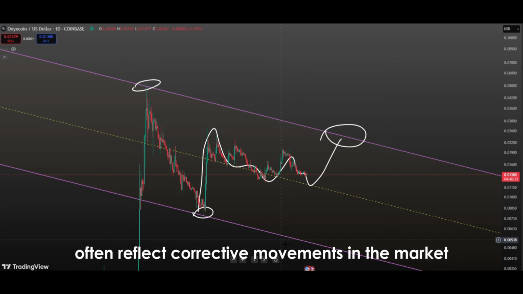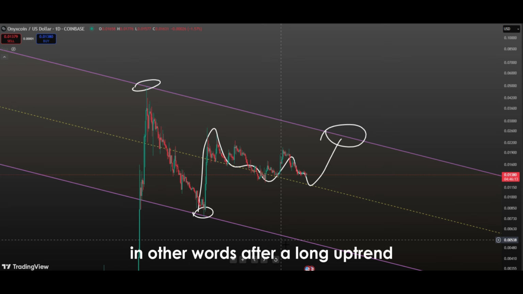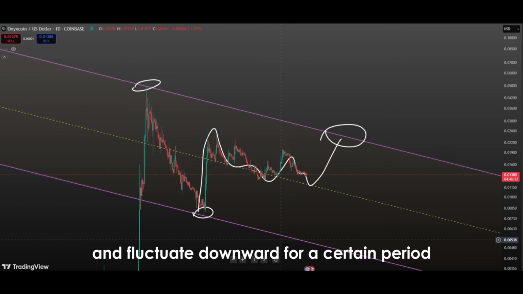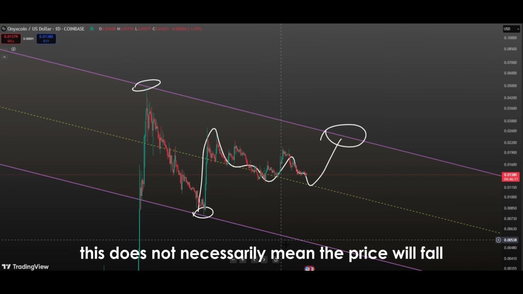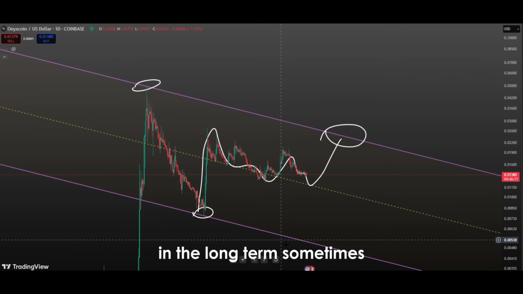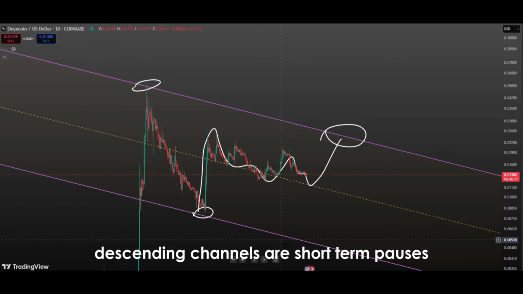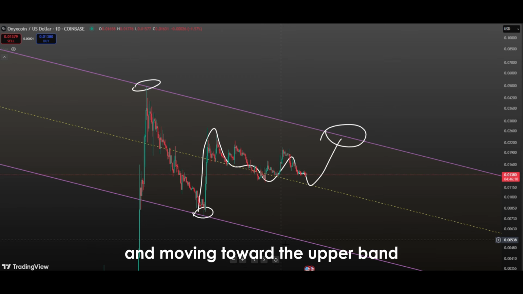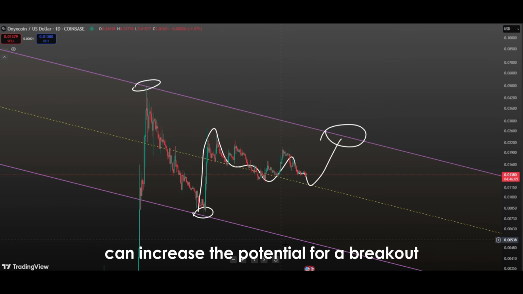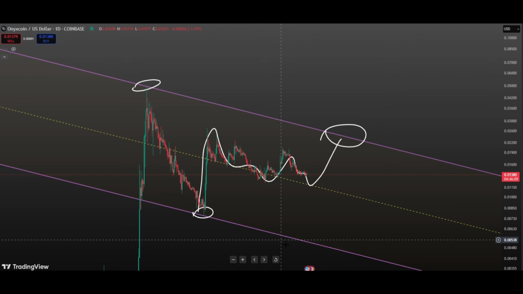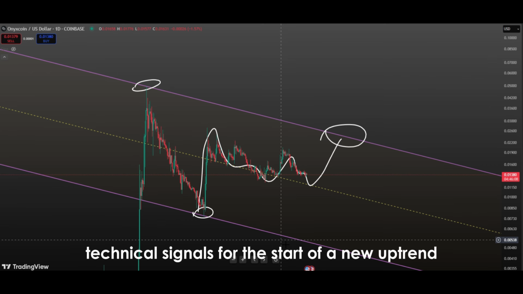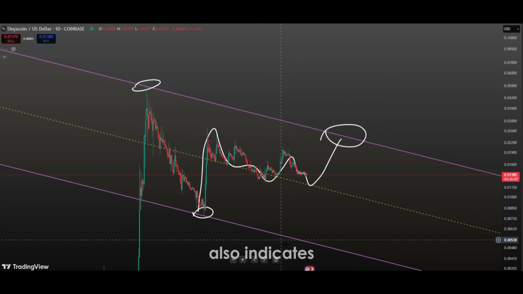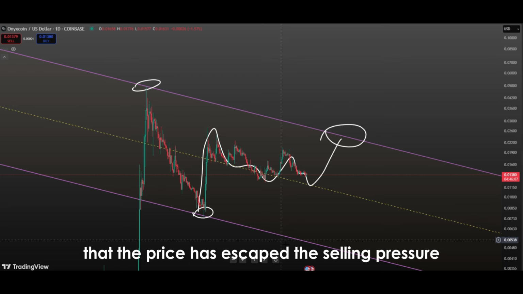Descending channels often reflect corrective movements in the market. In other words, after a long uptrend, the price may enter such a channel and fluctuate downward for a certain period. However, this does not necessarily mean the price will fall in the long term. Sometimes descending channels are short-term pauses within a larger uptrend. That's why staying above the middle band and moving toward the upper band can increase the potential for a breakout from the descending channel. Breaking the upper band is one of the strongest technical signals for the start of a new uptrend.